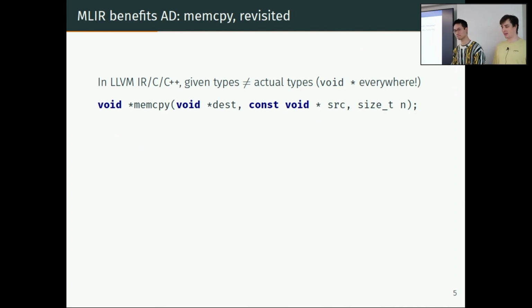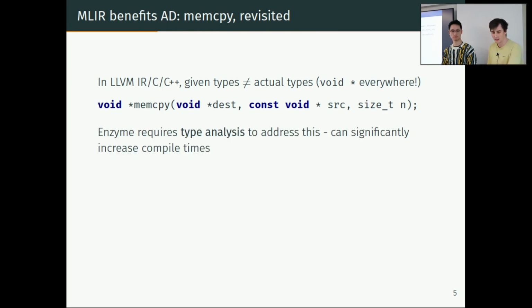So in MLIR, there are also some more benefits that we can leverage. For example, in most cases, we can assume that the types that MLIR gives us are the types that we also receive, which is not the case in C++, which is why we usually need to do quite costly type analysis.